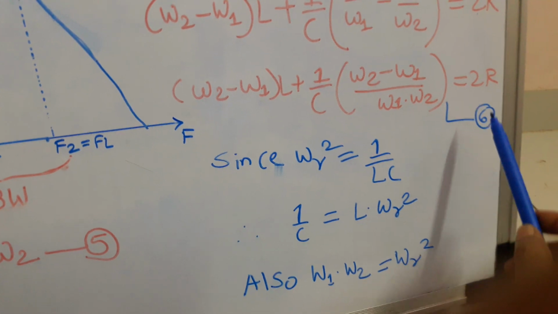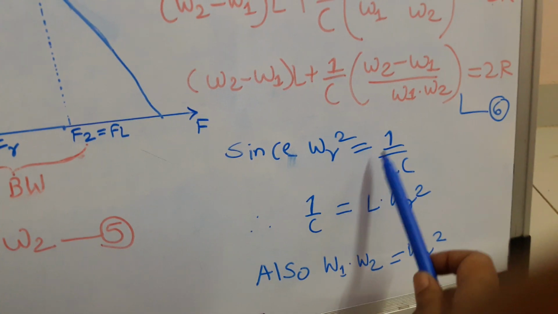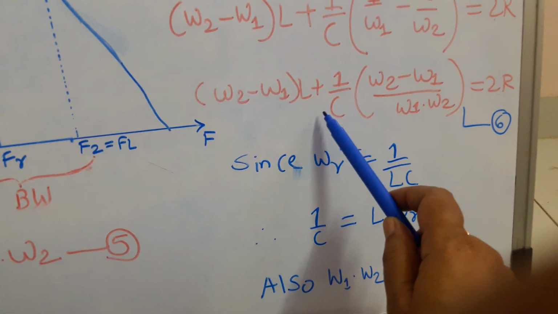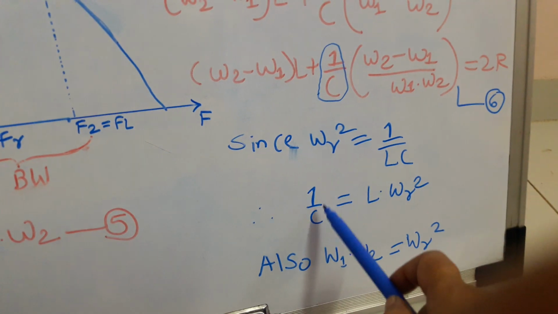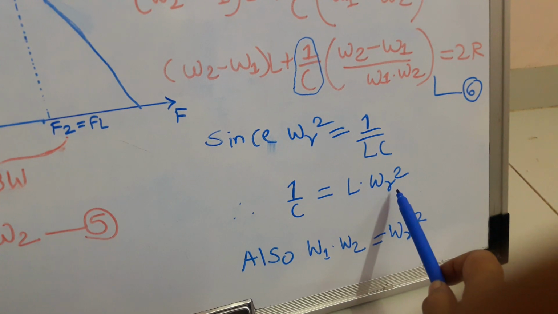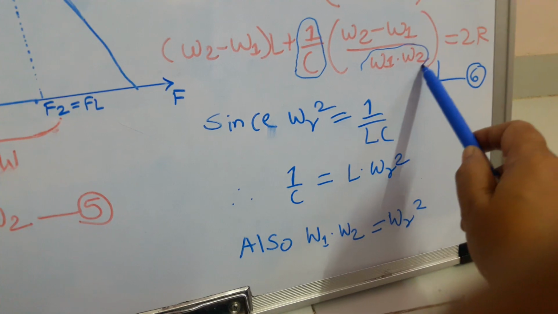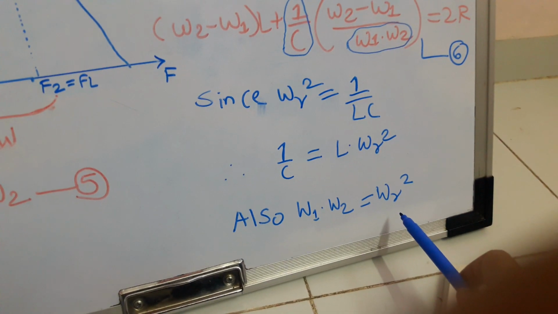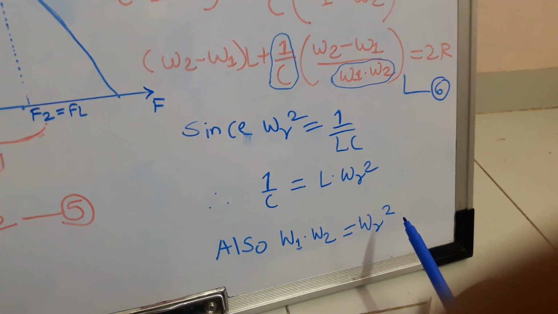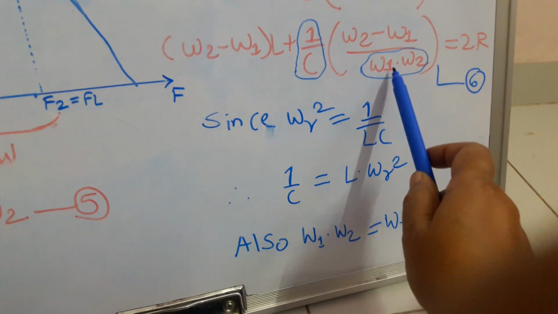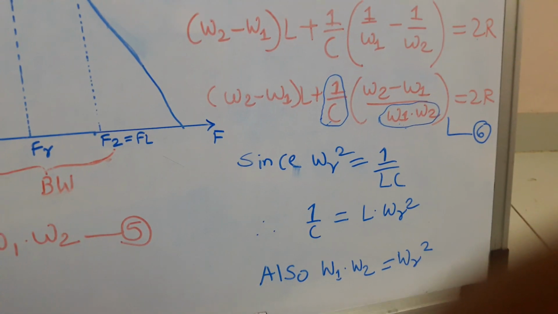We have to use some shortcuts. Okay. So we know at resonance frequency omega r square is equal to 1 upon LC. That is, we want to replace this 1 by C. So we can write 1 upon C is equal to L multiplied by omega r square. Also we know omega 1 dot omega 2 is equal to omega r square. This is from equation number 3. Okay. So replace these two terms and come to the next equation.